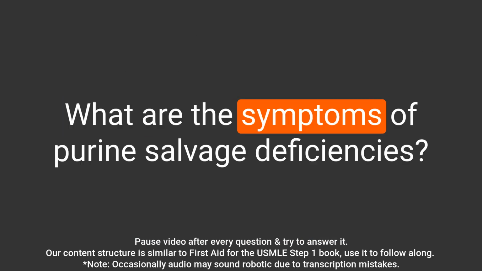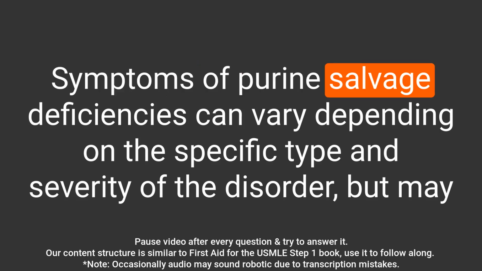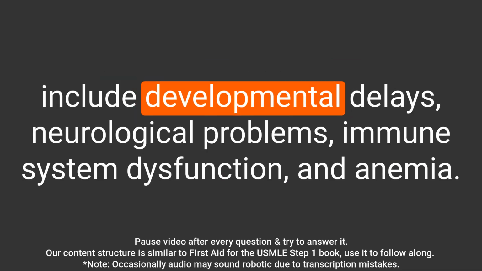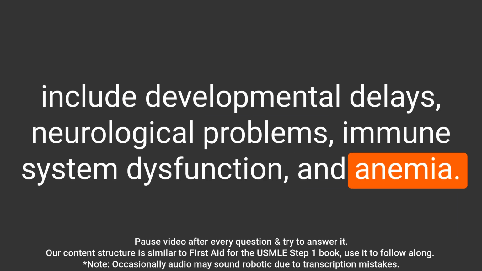Question: What are the symptoms of purine salvage deficiencies? Answer: Symptoms of purine salvage deficiencies can vary depending on the specific type and severity of the disorder, but may include developmental delays, neurological problems, immune system dysfunction, and anemia.